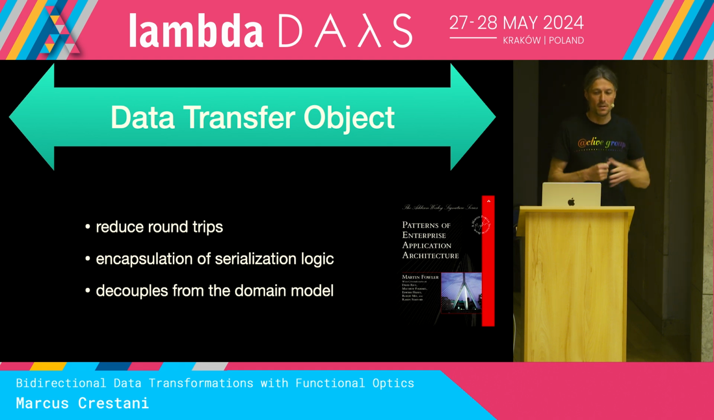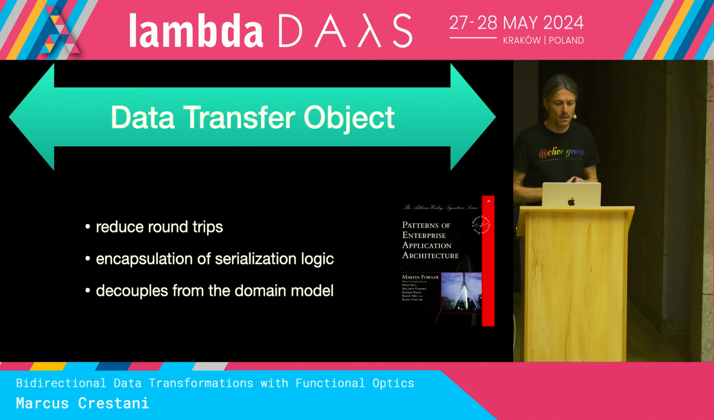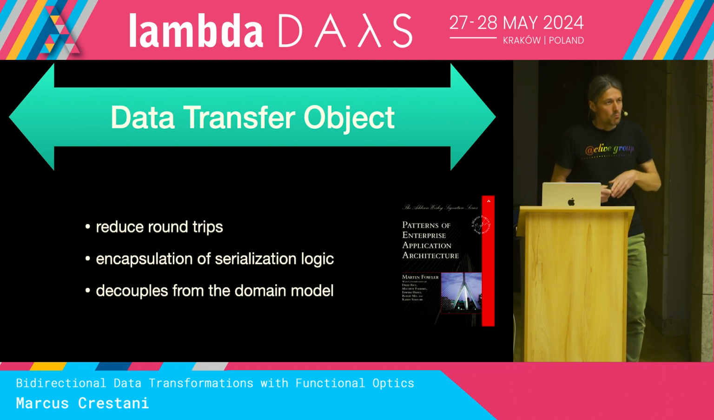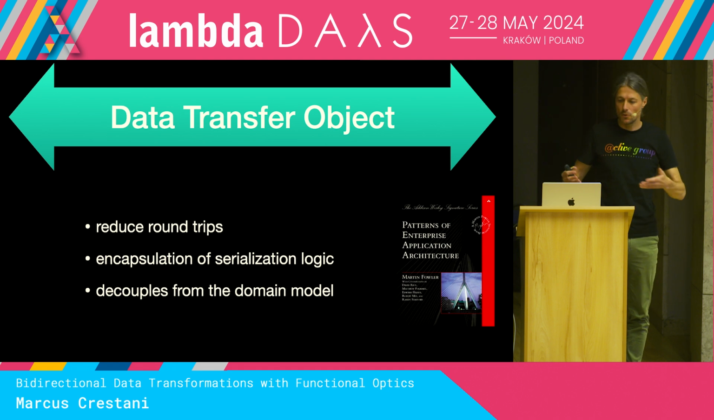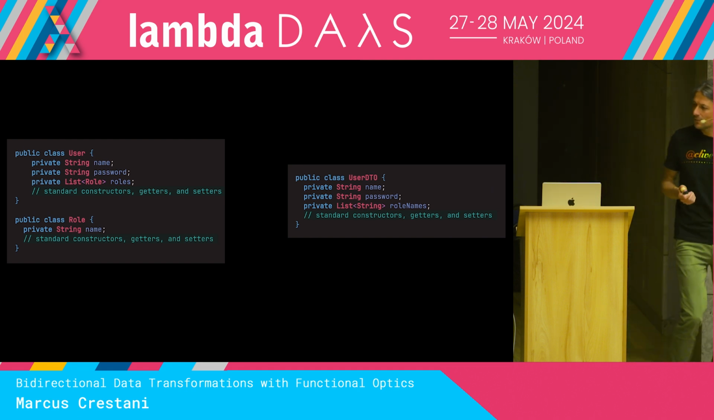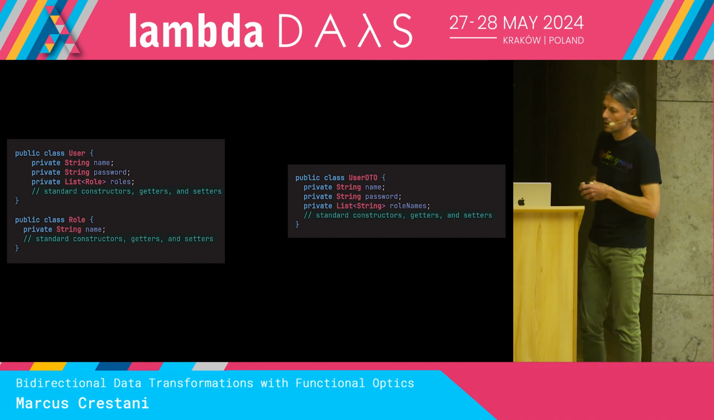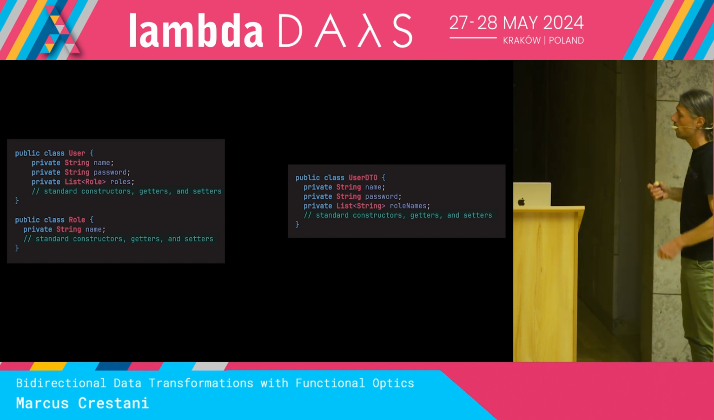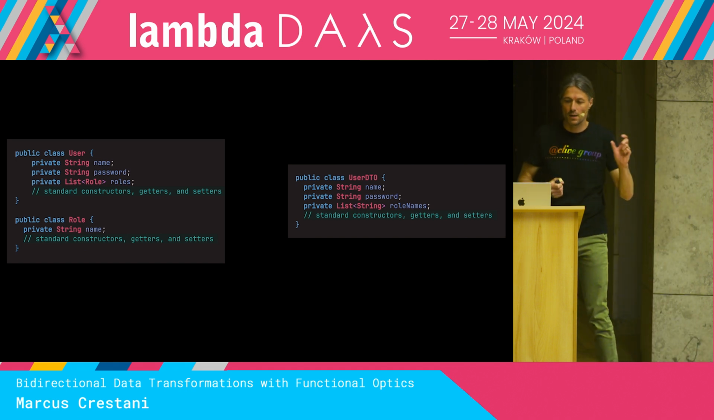And it also decouples the domain models from the data and from other layers of an application, allowing all to change independently. So all in all, this is very useful and this is sound. Let's look at an example. On the left, we see our domain objects, user and role. And on the right, we see the data transfer objects for those two domain objects.